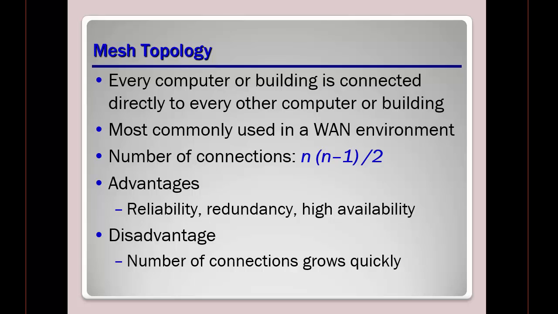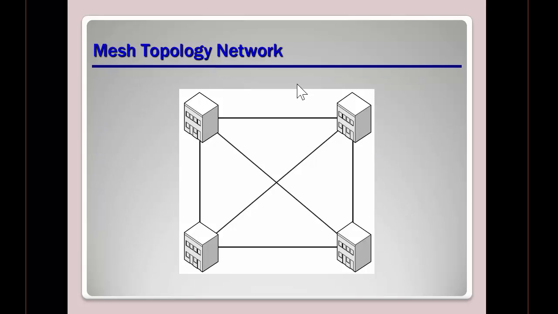Mesh topology. So here's the idea of redundancy built in. Every computer or building is connected directly to another computer or building, most commonly used in a WAN environment. The number of connections can be calculated by this algorithm here. Advantages: reliability, redundancy, high availability. Disadvantage: the number of connections grows quickly because it's so easy to put computers on.